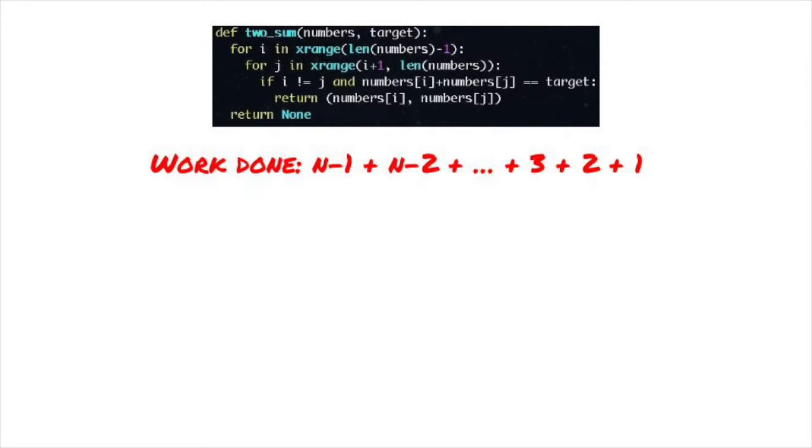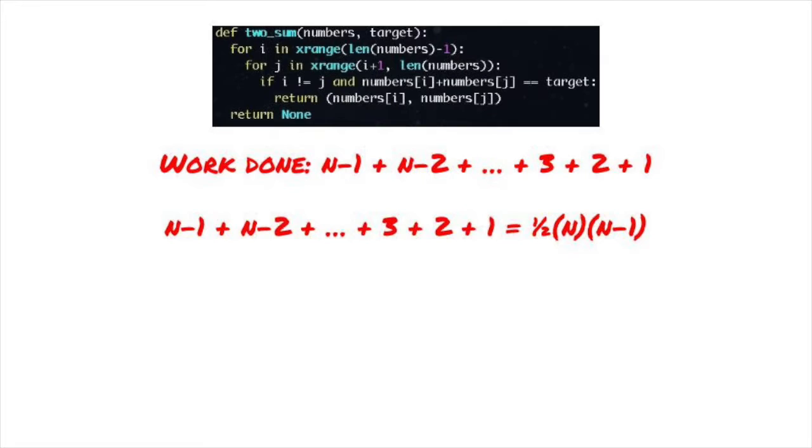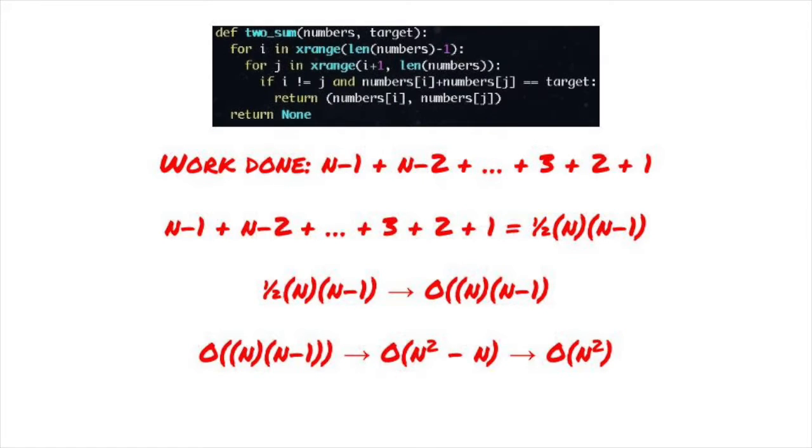Here's a more mathy way to think about it. Note that the first time through the loop, we're looking at n-1 elements. The second time is n-2 elements, then n-3, n-4, and so forth, until we're looking at 0 elements at the end. These sum to 1/2 n times n-1. We can get rid of the 1/2, it's a constant. N times n-1 is n squared minus n, and we ignore smaller terms. This sum is O of n squared. This kind of pattern shows up a lot in nested loops.